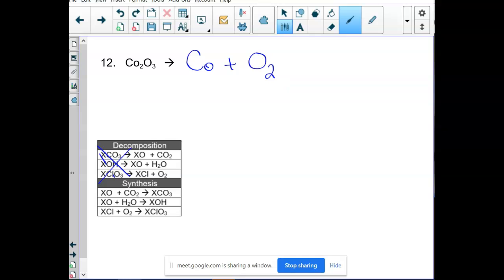So we see that we have a 2 for cobalt, but then I have 3 and 2 oxygens, so I've got to get them both to 6. So I put a 3 in front of O2 and a 2 in front of the cobalt oxide piece. But then that gives me 4 cobalt, so instead of a 2 in front of cobalt, I'm going to change that to a 4 to maintain it as balanced. So 2, 4, 3.